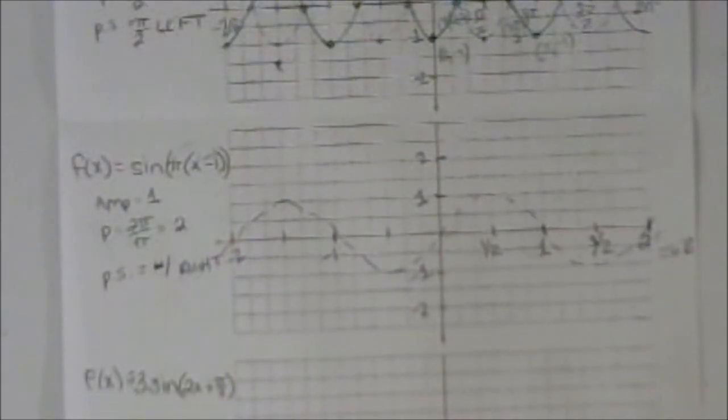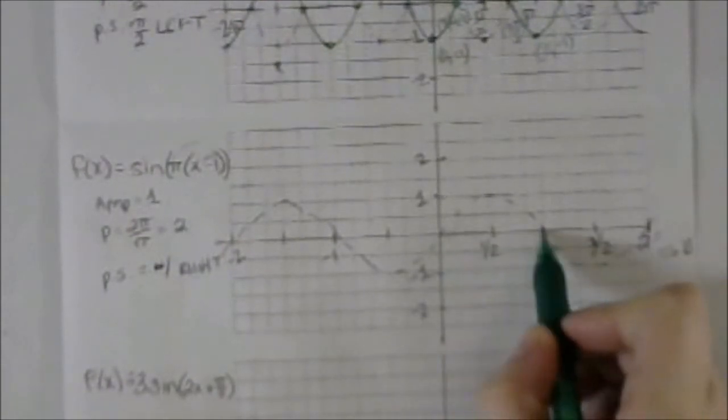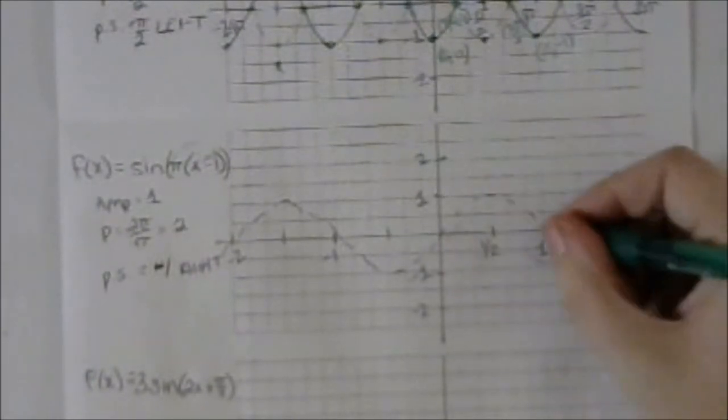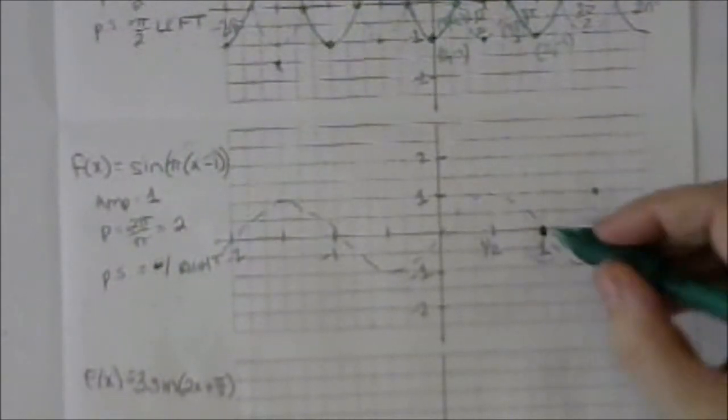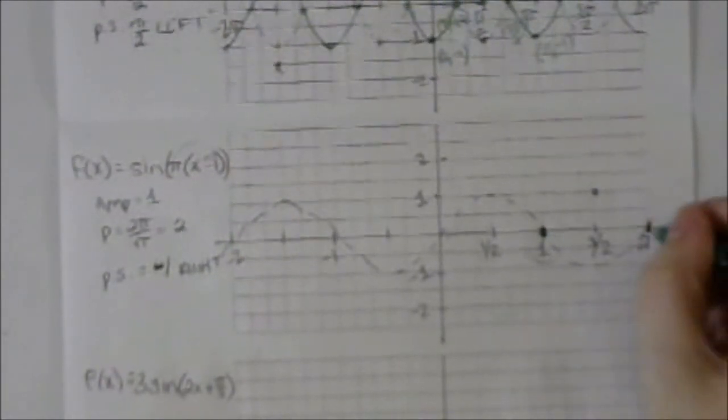All right, every point needs to go 6 boxes, or 1 to the right. Starting at 0, go 1 to the right, 1/2, go 1 to the right, 1, go 1 to the right, and then here I've run out of room and I've only graphed a half of the graph.